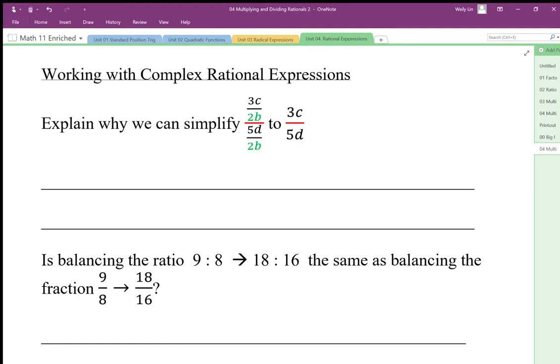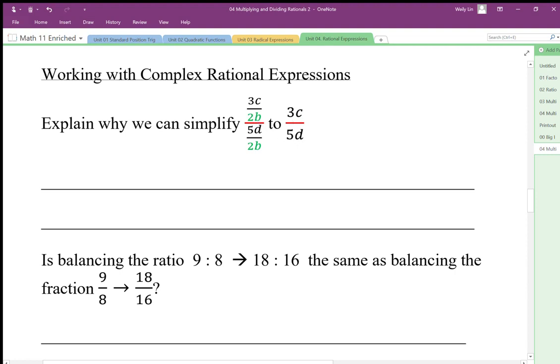So it is good to know how to deal with more complicated rational expressions, like when we have fractions embedded in fractions. We have some easy simplifications we can use if we understand how they work. For example, if I have 3c divided by 2b, all divided by 3d divided by 2b, this simplifies to just 3c over 5d. The 2b's actually cancel out.